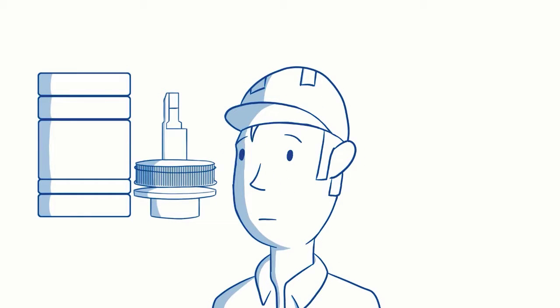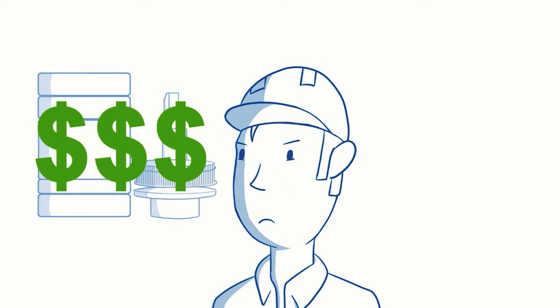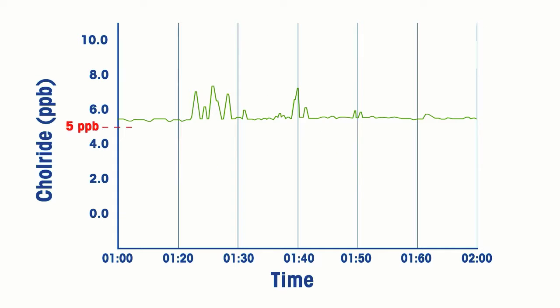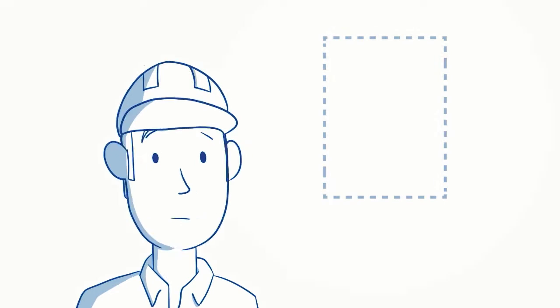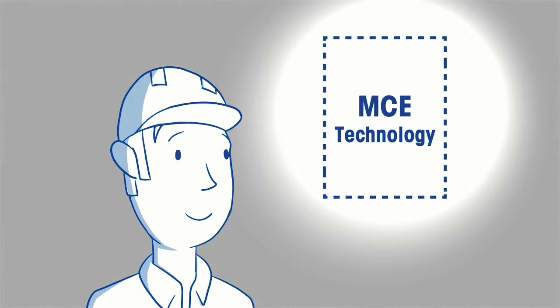Current methods of ppb level detection, such as ion chromatography, are either too expensive to acquire and operate, or do not have low enough levels of detection. Microfluidic capillary electrophoresis, MCE, fills this need.